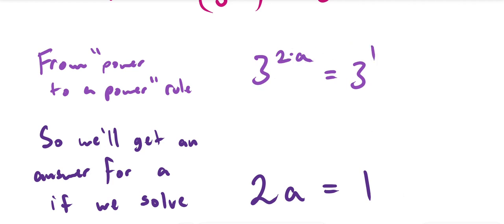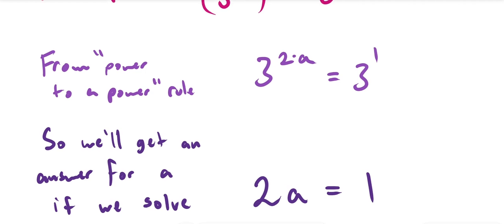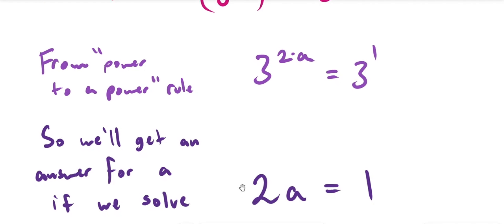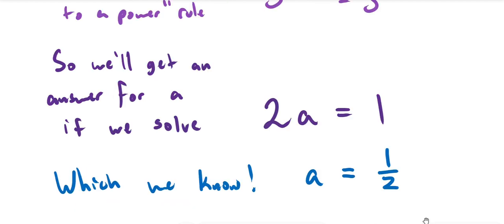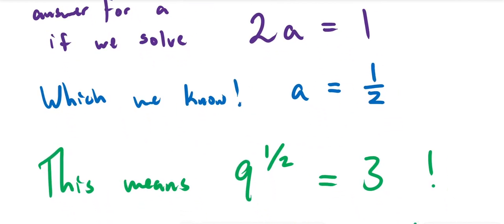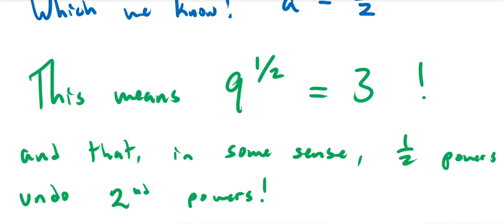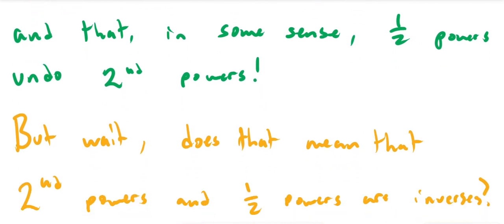So without getting too hung up on the details here, how do you solve such a thing? Well, clearly, you just divide by the 2 to get rid of it and isolate the a. So that gives us our fraction. That gives us the value that we would need a to be in order to make this true. And because 3 to the 2 is 9, this means that 9 to the 1/2 power should be interpreted as 3. And in some sense, what we've seen here is that 1/2 powers are undoing second powers. But is that always the case? Does that mean that second powers and 1/2 powers are inverses of each other?